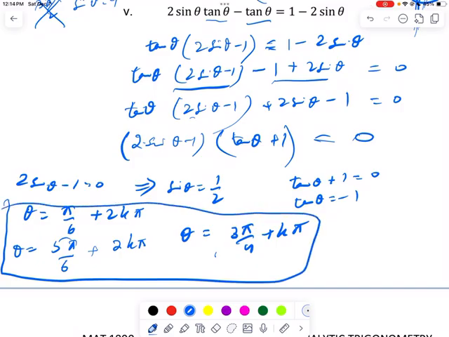Okay, I'll stop here because in the next video we will talk about yet another type of these trig equations, which are not hard, but they have something new.